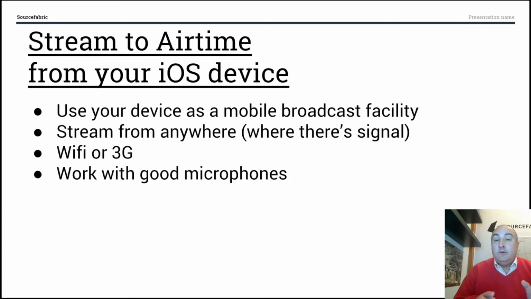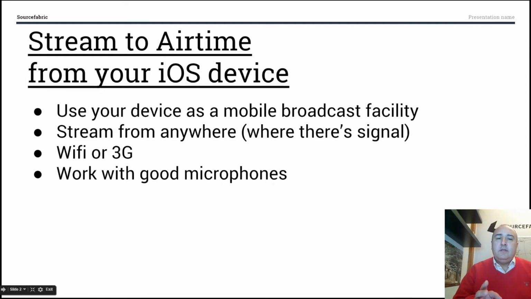So, for example, if you're at a club and you've got a DJ set and you want to go live, you can do that. If you're in a breaking news situation, you can go out and report live from the scene. And this works anywhere where you have a good enough connection. Usually this is Wi-Fi, 3G, or better, specifically LTE. And if you have a good microphone, then good on you. Then you're ready to go.